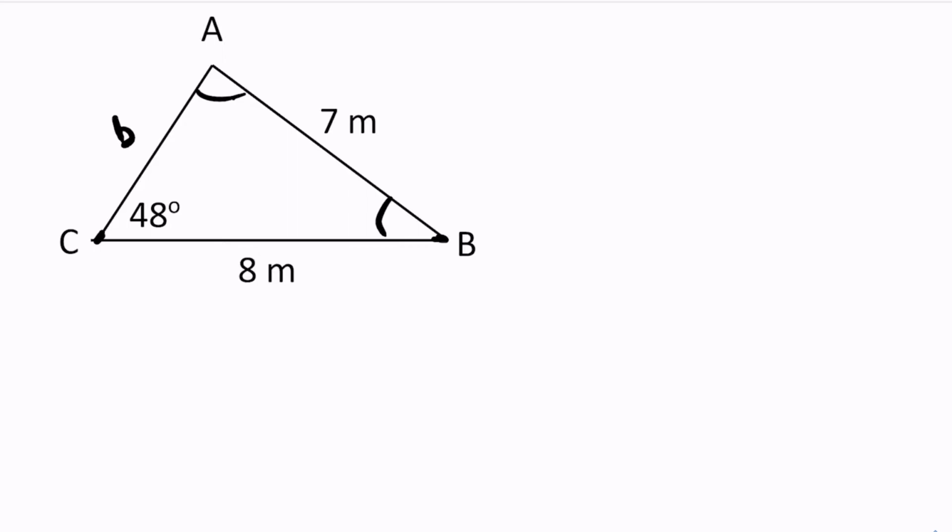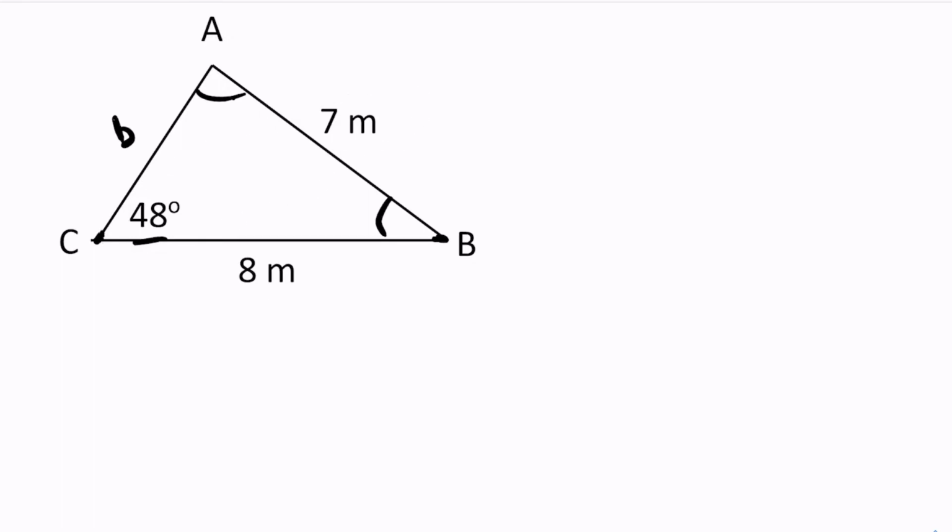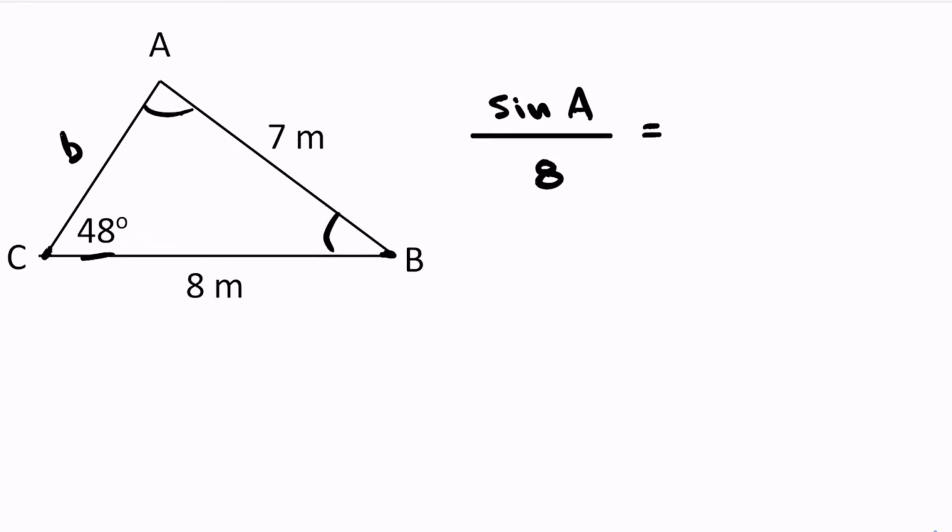So let's start off with what we know here. We have this side, and this side here, but this is what really matters because we need to have a pair, an angle and its corresponding side in order to solve. So I'm going to set this up as sine of A over 8, because I do want to solve for the angle first, A, equals sine of 48 over 7.